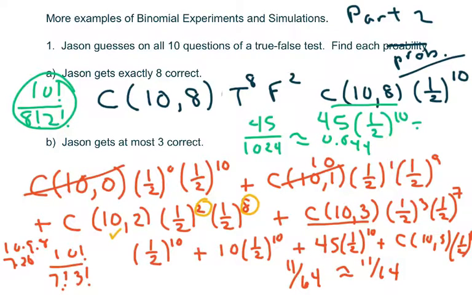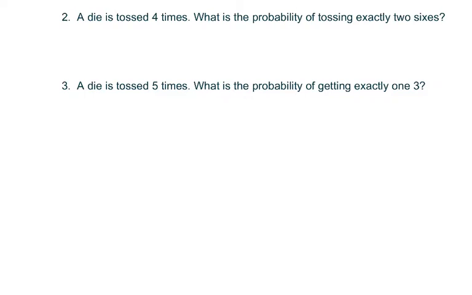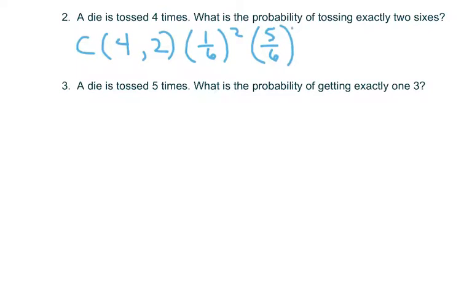All right. The next ones are going to be a little more interesting because we don't have the same probability. A die is tossed 4 times. What is the probability of tossing exactly 2 sixes? So we're tossing it 4 times, and we want 2 sixes. So the probability of getting a 6 we already know is 1/6. All right? And not getting a 6 is 5/6. We've seen that before.